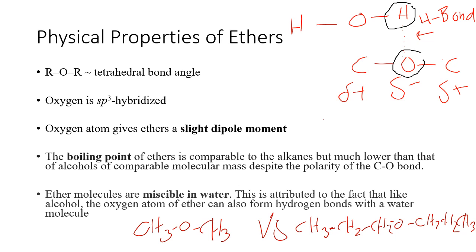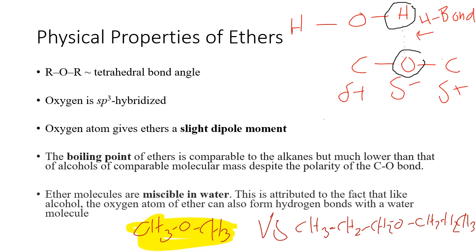Which one is more soluble in water? Definitely the one with the lower number of carbons is the one that's more soluble in water, because the carbons that we add to the structure are non-polar atoms that reduce the solubility in water. So dimethyl ether is more soluble than dipropyl ether if we want to compare their water solubility.